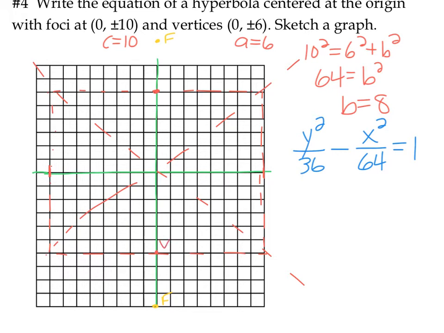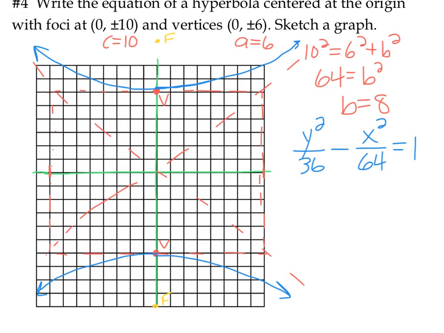We could label our vertices here and here. All right, our vertices are points there at 0, 6 and 0, -6. And then I'm going to draw my hyperbola. It's going to go out this way towards the asymptotes, never reaching them, but approaching them. Okay, so we got an idea there from the information we were given.